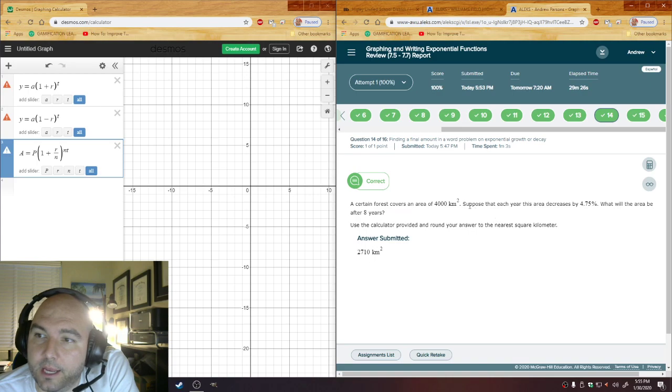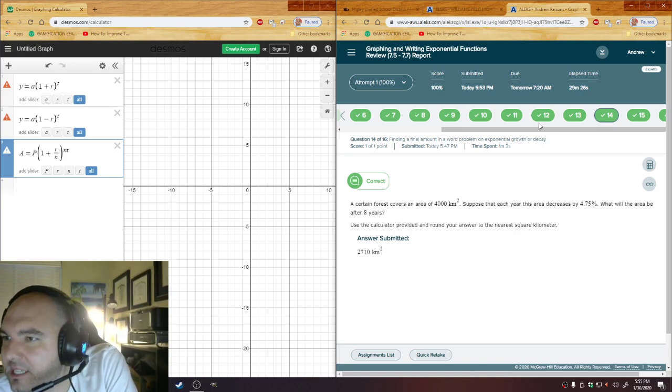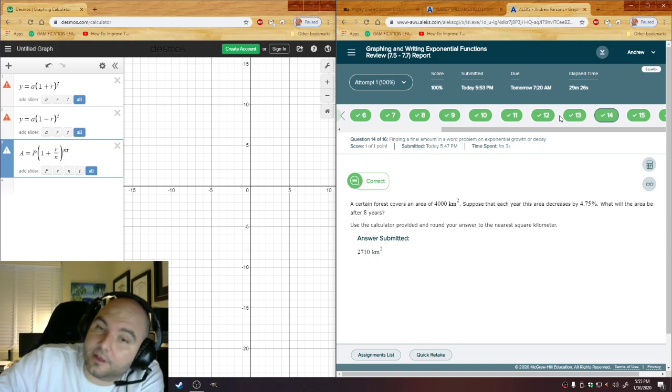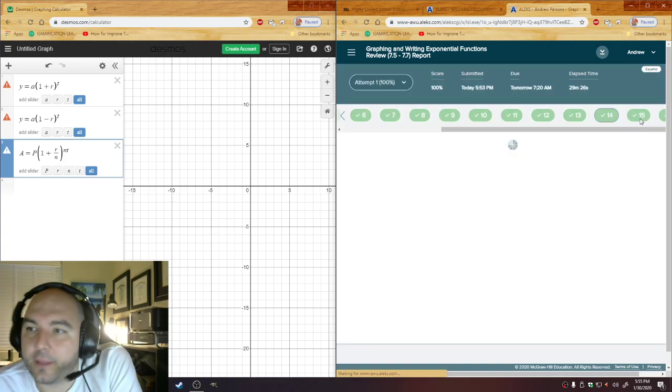Number 14, we didn't have to make a formula for the answer, but we had to kind of make the formula and then evaluate it at the same time. So it was kind of like a mix of 12 and 13 together. We make the formula, and then we use the formula to make the final outcome.